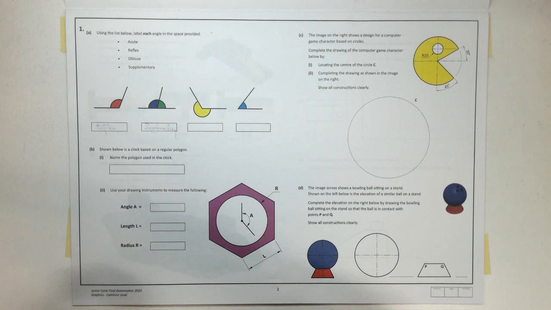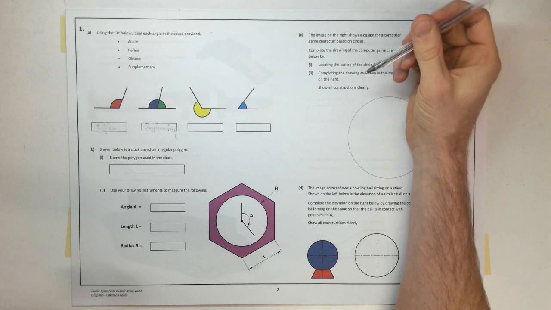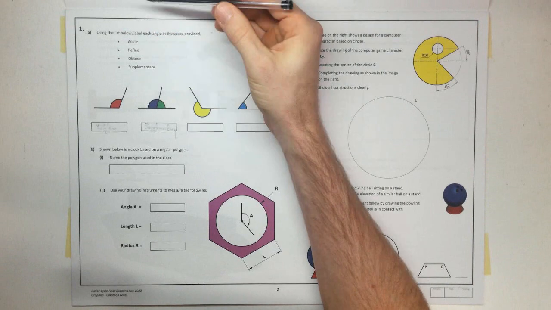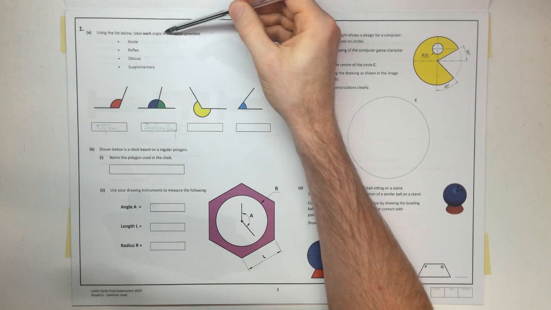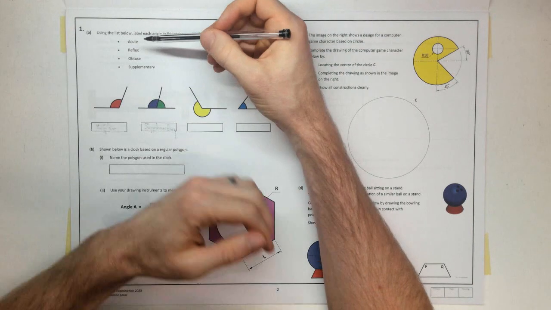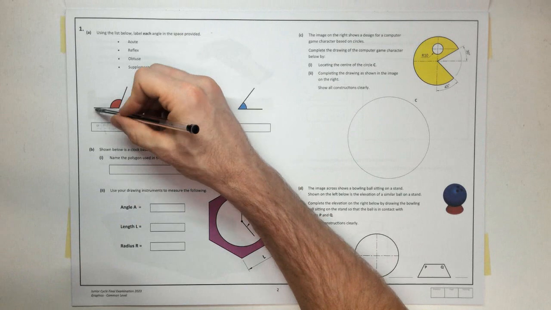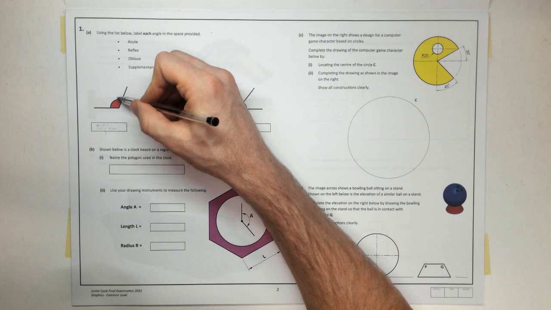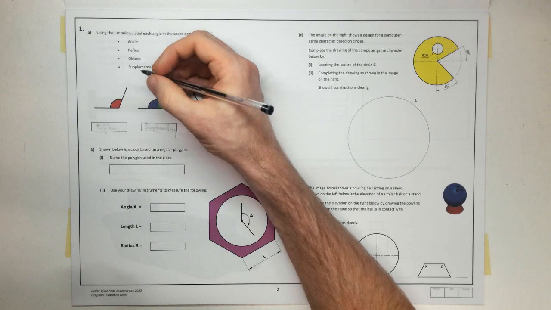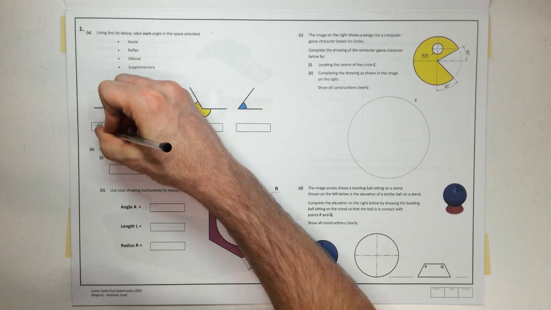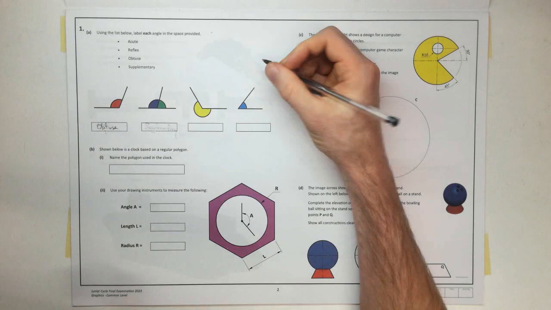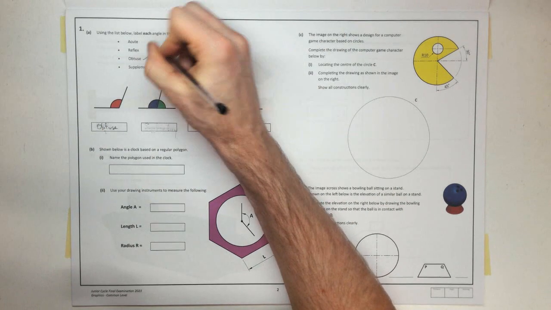Welcome to the 2023 graphics paper. This is question 1. So part A, using the list below, label each of the angles in the space provided. So starting out on the left, we've got an angle here that's greater than 90 degrees, but less than 180. Okay, so that's an obtuse angle. Okay, so tick that off.